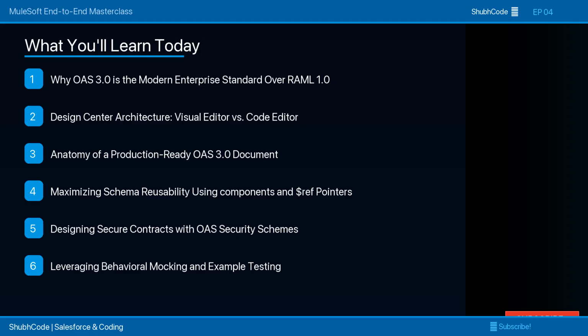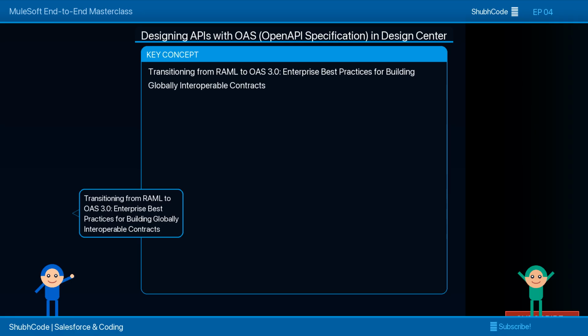Then, Leveraging Behavioral Mocking and Example Testing. Then, Publishing OAS specs to Anypoint Exchange and Governance Rules. Then, Scaffolding APIkit Router in Anypoint Studio from OAS Contracts. Stay for the last one, it's the piece most tutorials miss. Let me explain this simply.